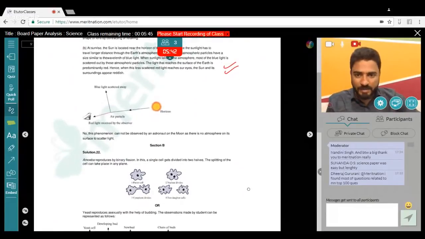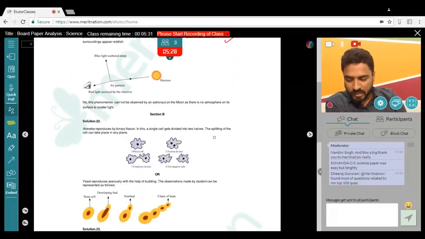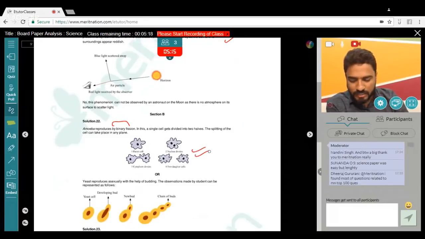Moving on to section B, it is coming from your biology portion: how does amoeba reproduce by binary fission? You can see how it is happening over here. The question asked to name the process by which an amoeba reproduces. So the correct answer would be binary fission. And if you have drawn this figure as well, there is no chance that you are going to lose any mark in this question. And also it was asked to draw the various stages.